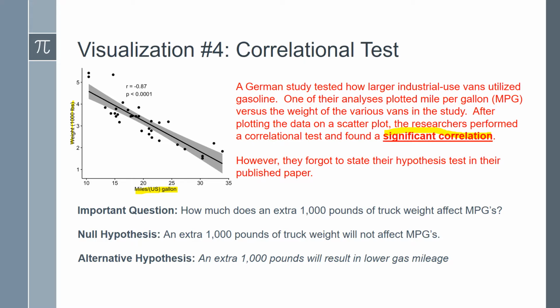That's why this question says, how much does an extra 1,000 pounds of truck weight affect miles per gallon, thereby assuming the significance. The null hypothesis could be then, an extra 1,000 pounds of truck weight will not affect miles per gallon, so that's kind of a neutral statement, or an equals. The alternative hypothesis, on the other hand, could read, an extra 1,000 pounds will result in lower gas mileage. So there's the change. Equal, less than.